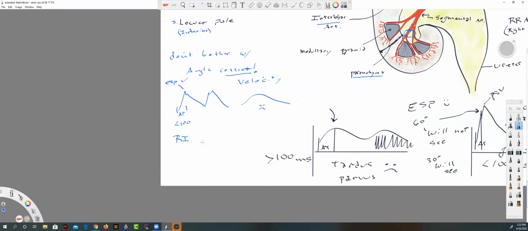So resistive index is also another way of looking at this. Let's see if we have an artery that has, and then the baseline is way down here. We have a lot of diastolic flow. Peak systole is barely any higher than diastolic. That is a very low resistance. It's going to have a low resistive index.